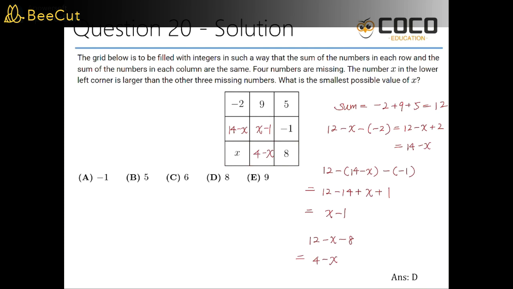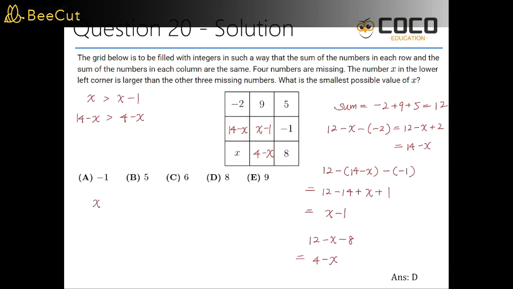They say x is the largest among these four numbers. First, we compare x and x minus 1. Clearly, x is always greater than x minus 1. For 14 minus x and 4 minus x, 14 minus x is 10 greater than 4 minus x. Right. So there's no need to compare x minus 1 and 4 minus x. We just need to compare x to the second largest, which is 14 minus x.